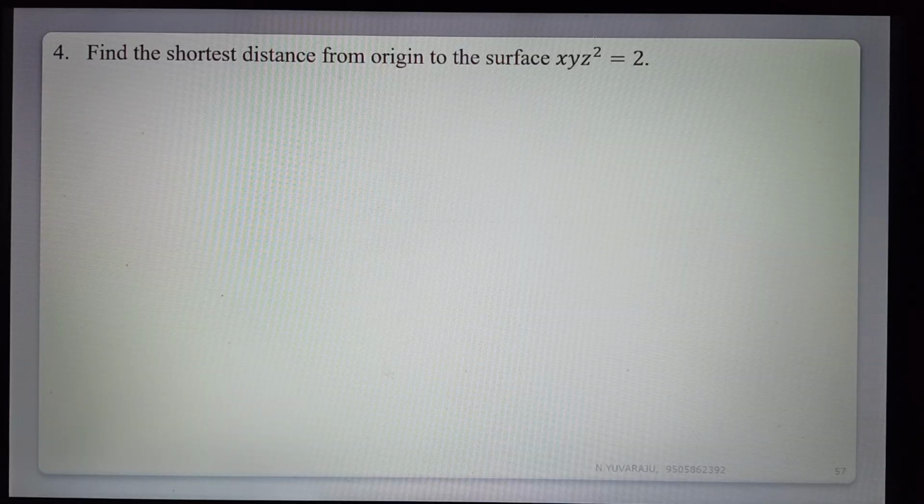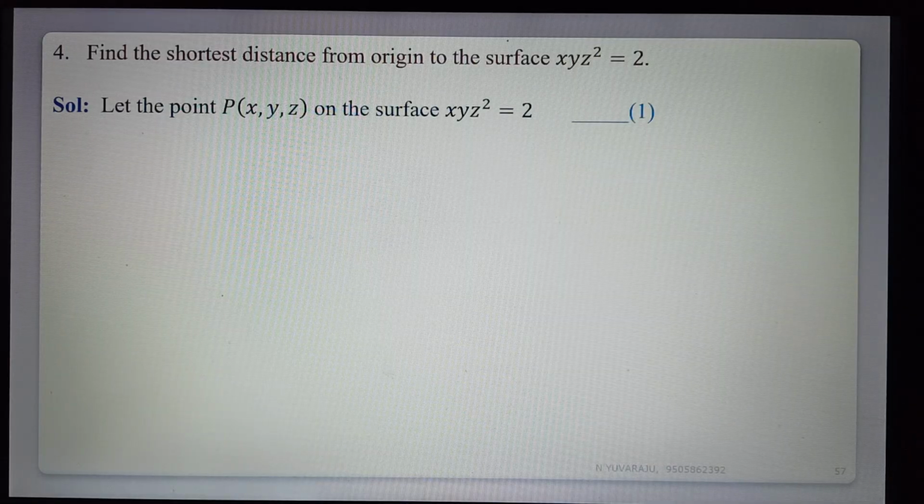Find the shortest distance from origin to the surface xyz square is equal to 2. This is an application of maximum minimum. Here, finding the shortest distance. Let the point P (x, y, z) be on the surface xyz square is equal to 2. So now finding the distance between origin and P.